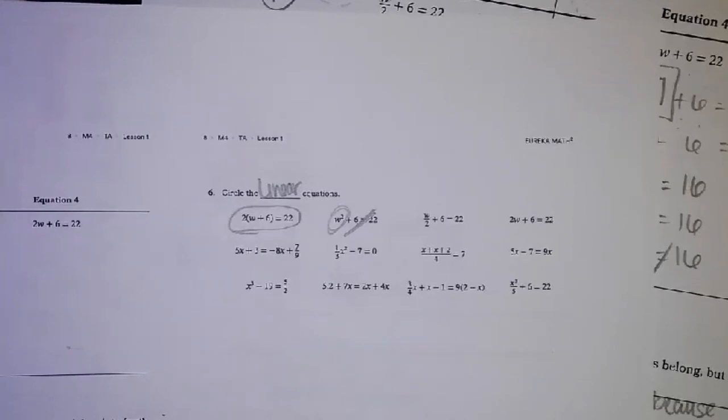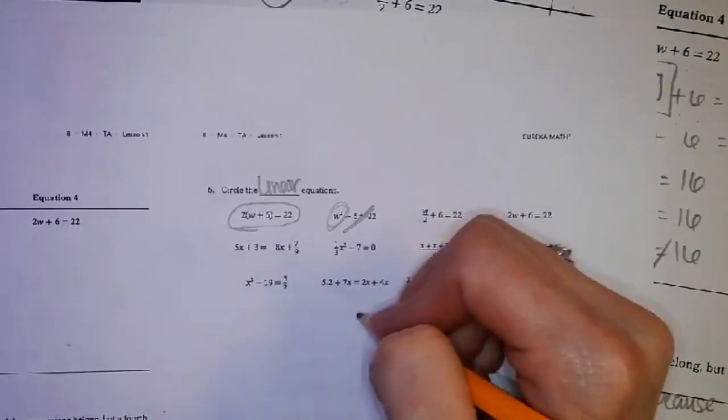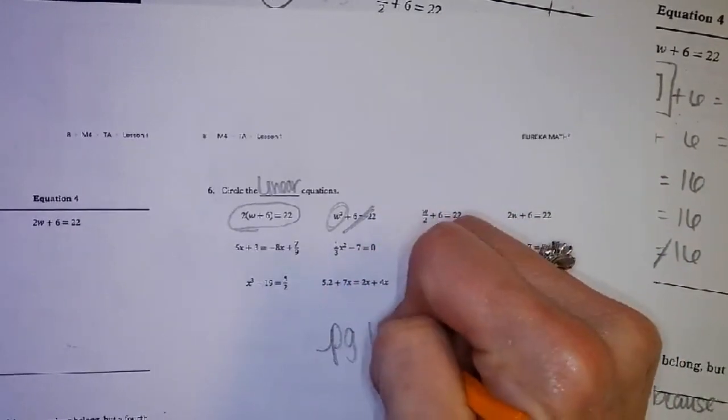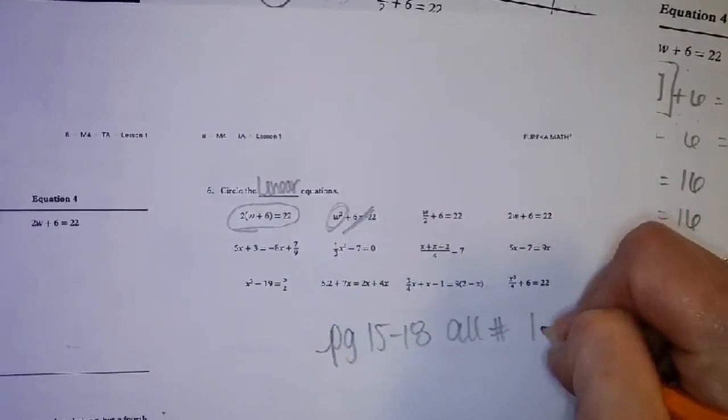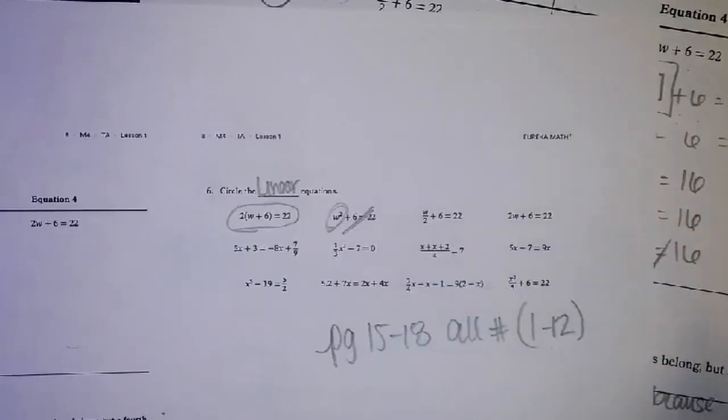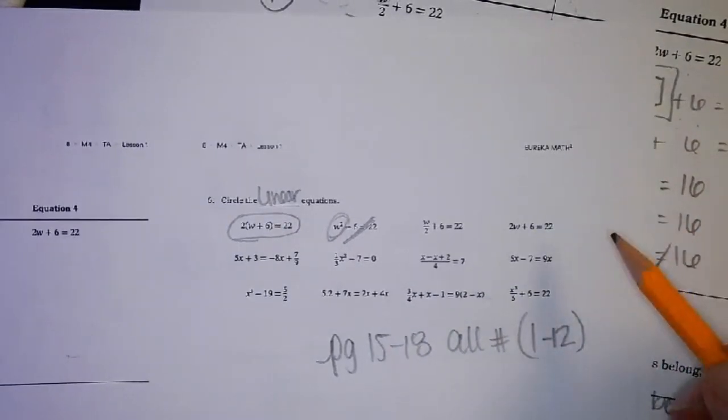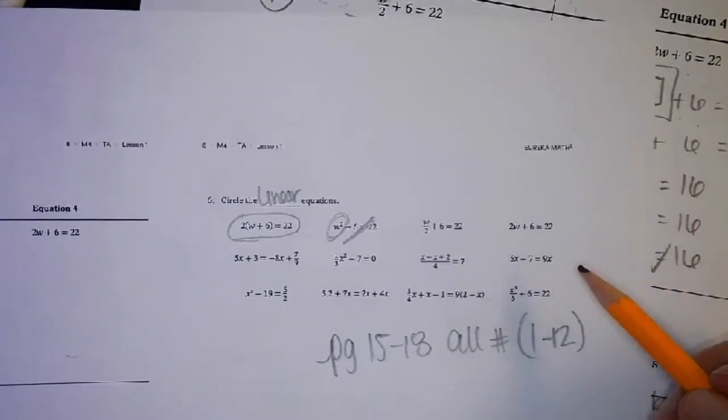I'm going to go ahead and circle the ones that are and are not. I want you to pause the video and go through it yourself. Your homework is pages 15 through 18, all numbers 1 through 12. Pause the video, see if you can do it yourself, and then you are done for the day.